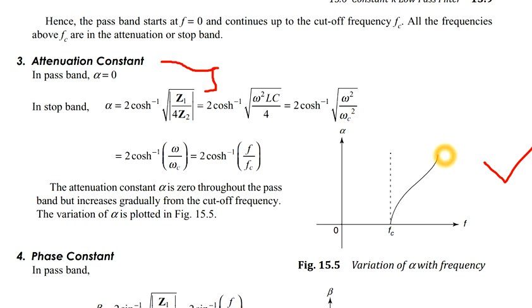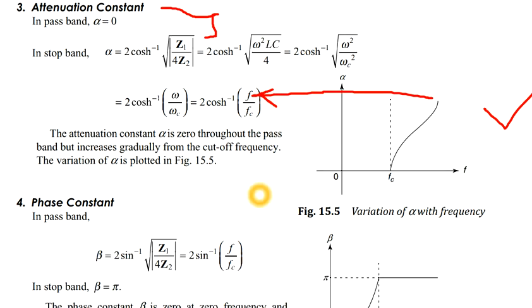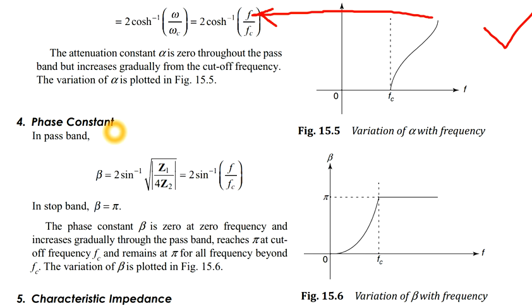That means the input signal is passed through the system with some attenuation, and it is gradually increasing. So why is this happening? This is due to this expression. It is very clear. Now let us see what the phase constant is.